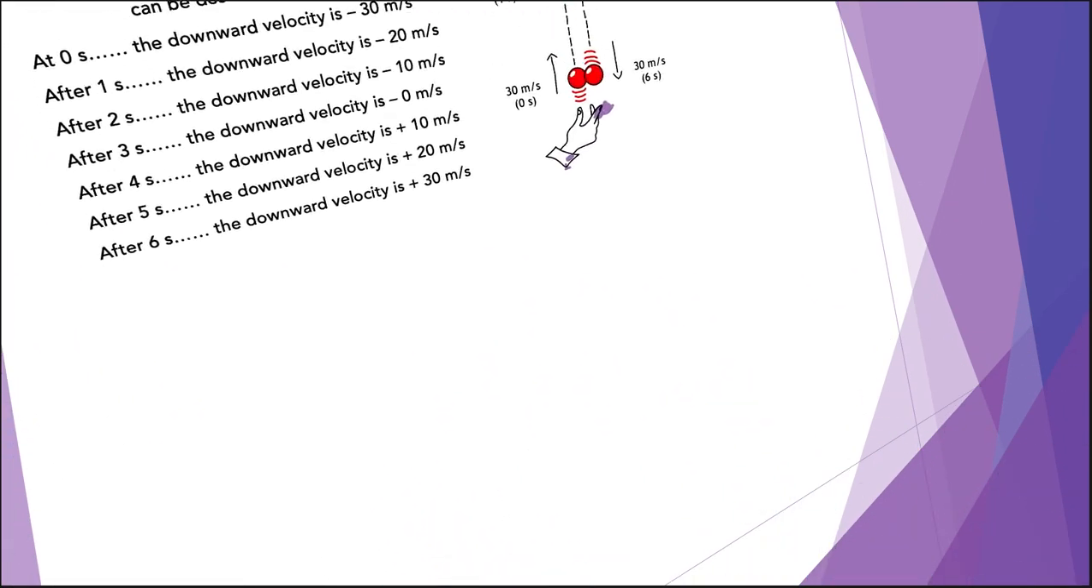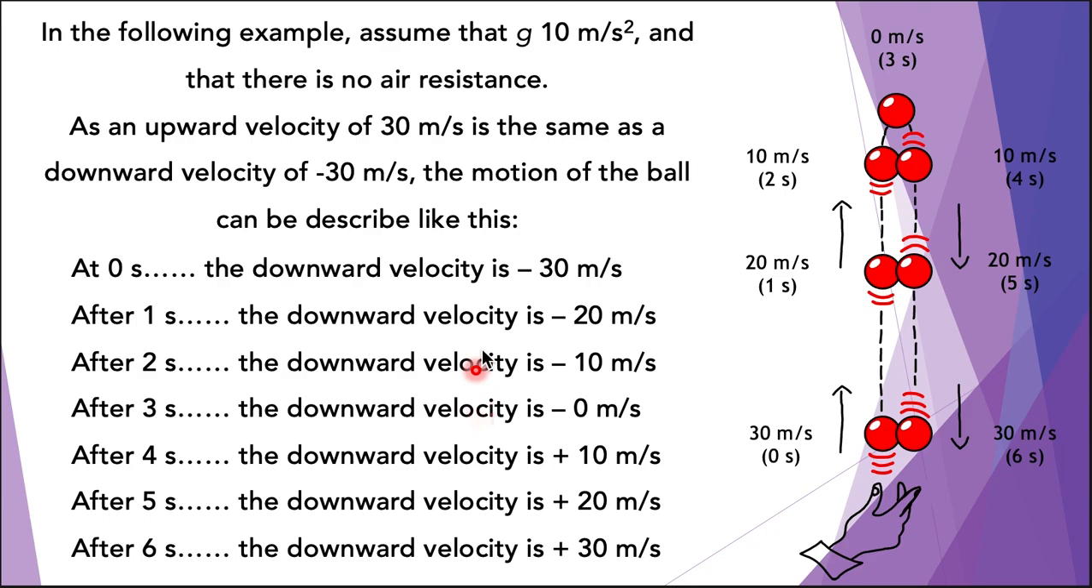Now let's look at this example. Assume that g is equal to 10 meters per second squared and that there is no air resistance. An upward velocity of 30 meters per second is the same as a downward velocity of minus 30 meters per second, so the motion of this ball can be described like this. When it is thrown upwards at 0 seconds, the downward velocity is minus 30 meters per second.